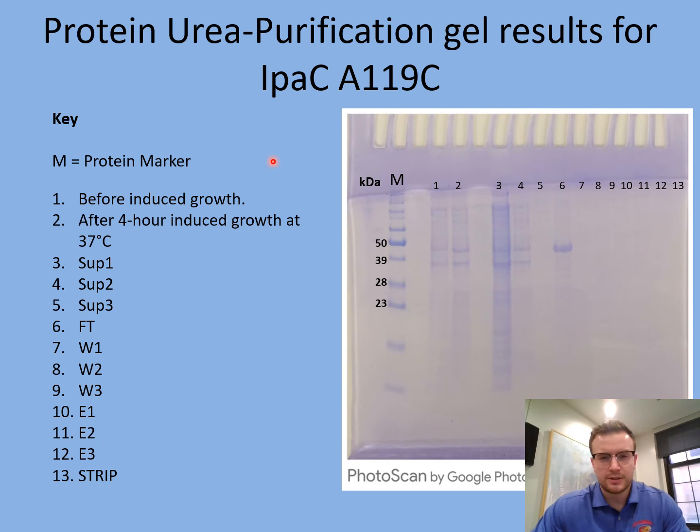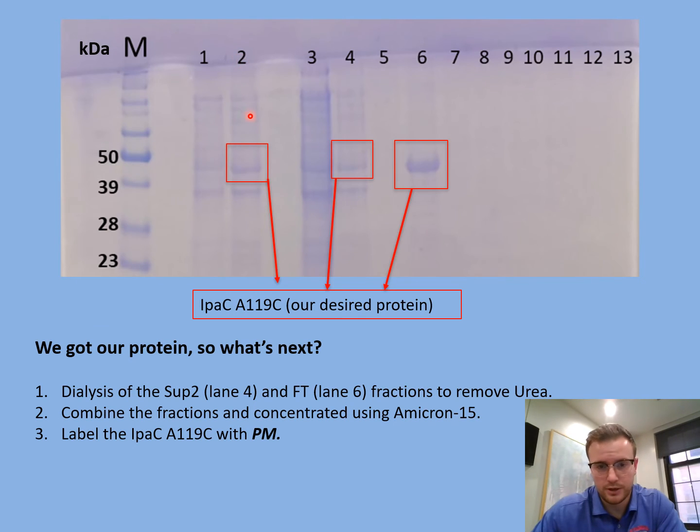IpaC goes through a slightly different purification process because it expresses as an insoluble inclusion body. So I purified it by dissolving IpaC in urea, followed by dialysis to remove urea. And then I also added a supernatant flow through in the purification. So zooming in on our results, lane 2 showed our test for expression. That was just overnight. And then lane 4 and lane 6 have our purified IpaC protein.